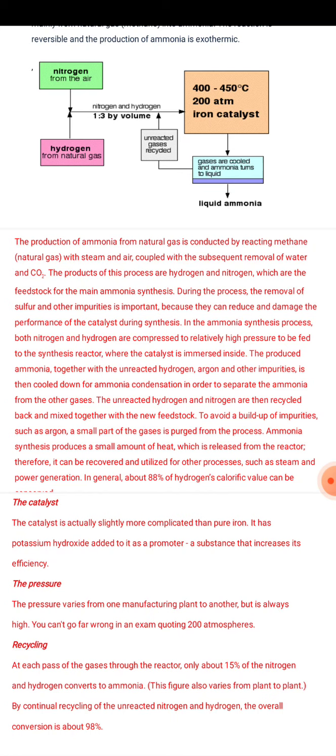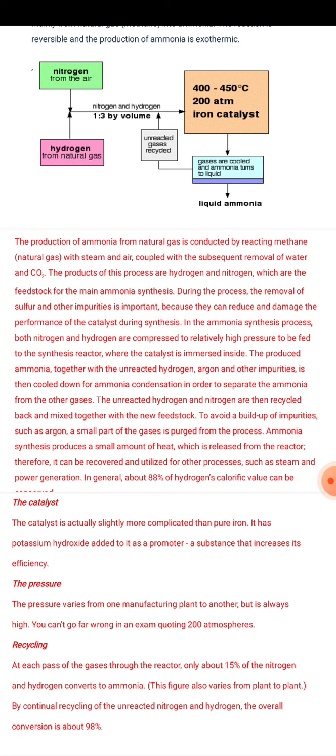The pressure maintained varies from one manufacturing plant to another, but is always high. You cannot go wrong in an examination by stating that 200 atmospheric pressure is maintained, which is better for the performance of the process. Now we see the recycling.